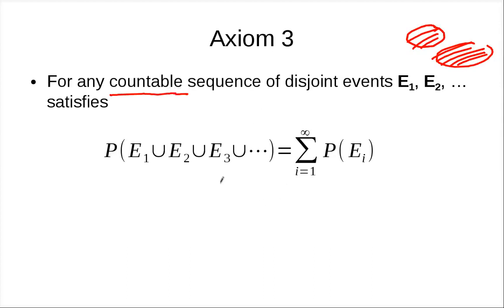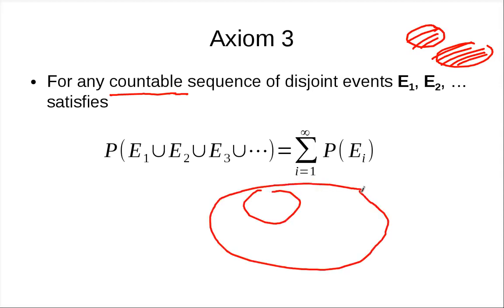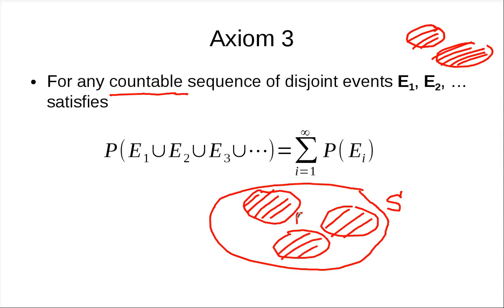So this is a set S. If you have, say, E1, E2, E3, this axiom says that the probability of the union of these 3 events, if they are disjoint, or sometimes we call it mutually exclusive, should equal the sum of the probabilities.